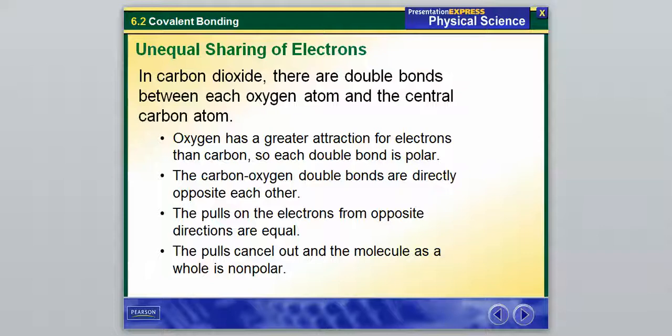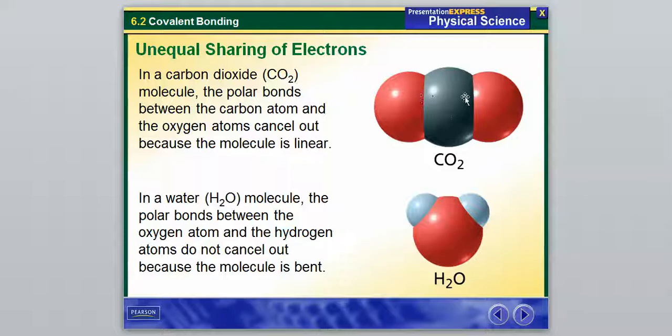So in carbon dioxide, there are double bonds between each oxygen atom and the central carbon atom. Oxygen has a greater attraction for electrons than carbon, so each double bond is polar. However, the carbon-oxygen double bonds are directly opposite each other, so the pull on the electrons from opposite directions is equal, and the poles are going to cancel each other out, and as a whole the molecule is nonpolar. Because they are all straight across from one another, oxygen does have a greater attraction, but since there are two oxygens to balance that out, overall CO2 is going to be nonpolar.